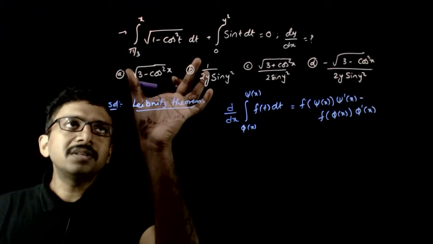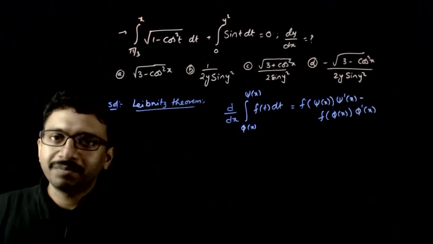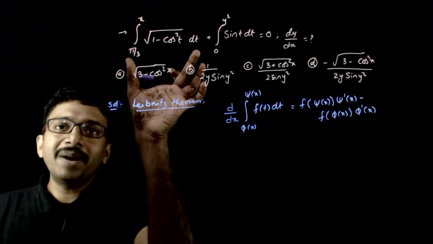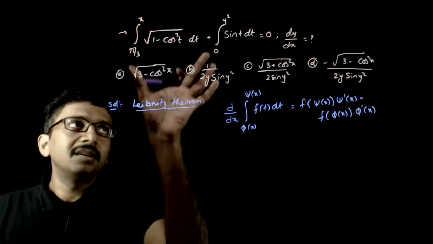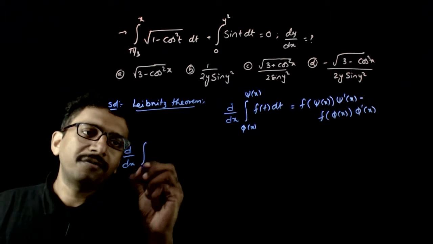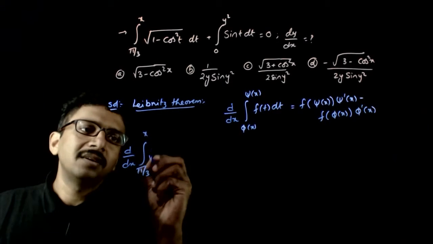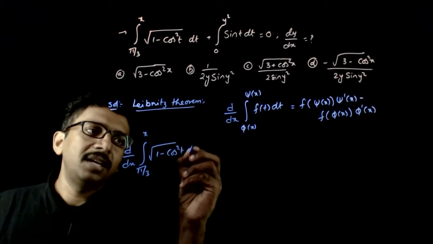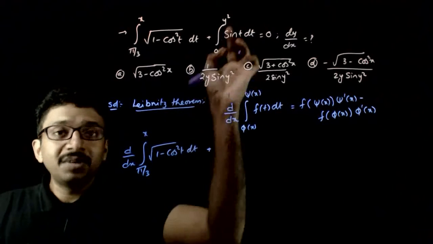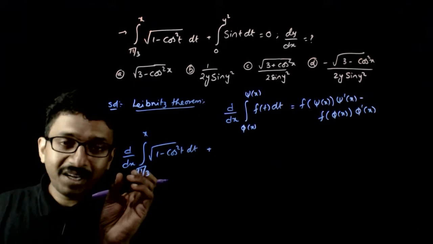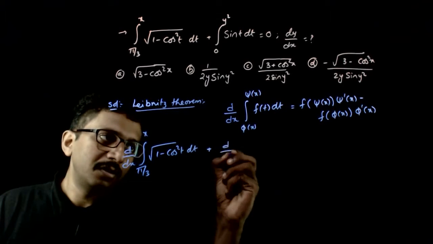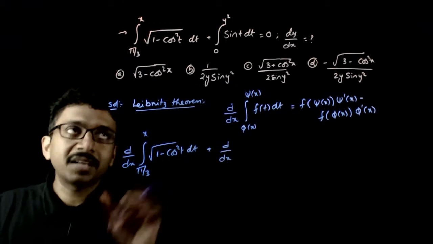So now let us use this theorem and try to differentiate both of them. I am applying d by dx on both sides. So d by dx of the integral from pi by 3 to x of root of 1 minus cos square t dt, plus, you can see that this is a function of y because the limits are in terms of y. But if you apply d by dx here, you have to apply d by dx here. You cannot apply d by dx here and d by dy here. So let us see how to manipulate afterwards.